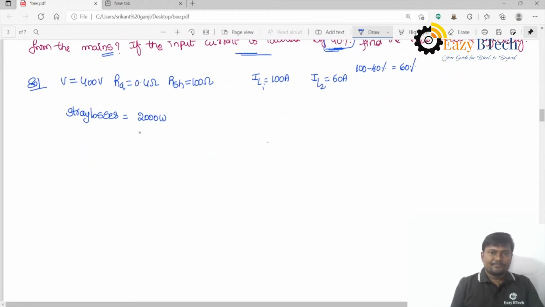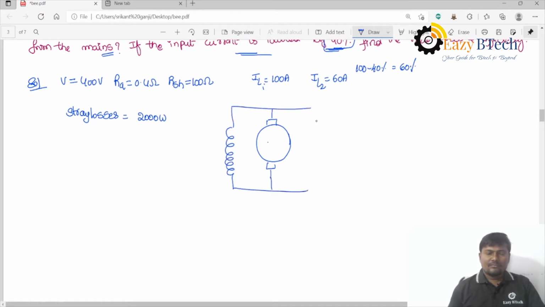This is our problem. I am drawing the DC shunt motor diagram. This is our armature. I am giving a supply voltage V, which is equal to 400 volts. The current drawn from the supply is the line current, the current flowing through the armature is IA, and the current flowing through the shunt field winding is ISH, with shunt field winding resistance RSH. So we know that IA is equal to IL minus ISH.